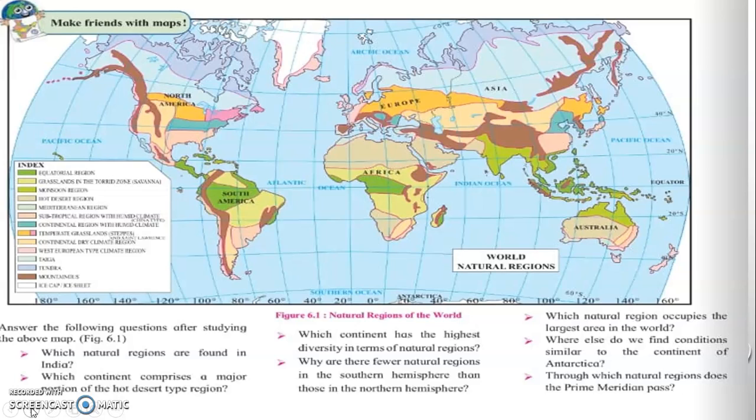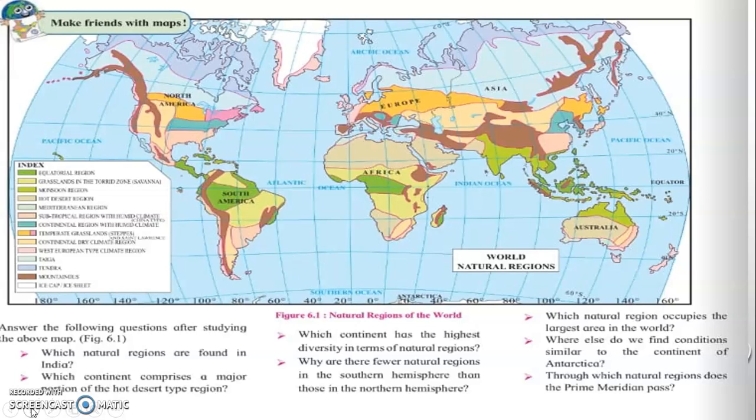Now, if you see in your textbook on page number 35, you have Make Friends with Map. You have the world map with different natural regions and the continents, and there are some questions based on these regions. If you look at the index column, you have the equatorial region, the grassland region in the torrid zone, savanna type, monsoon region, hot desert region, Mediterranean region, subtropical region, continental region, temperate grassland region, continental dry climate region, West European, then taiga region, tundra region, mountainous region and ice sheet, that is the Antarctica region, Iceland. So these are the different regions of the world, and based on this there are some questions which are asked. Now this you have to understand from the textbook and answer.